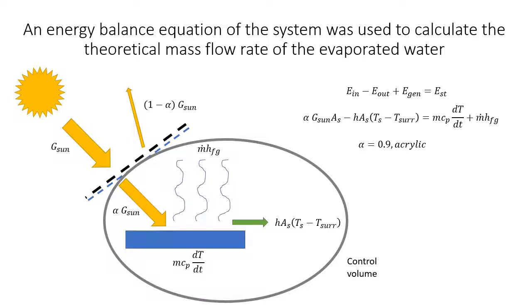The energy out term is the losses of the system, which is only convection as stated in our assumptions. There are two energy storage terms in this system, one accounting for the temperature change of the water and another accounting for the phase change of the water.